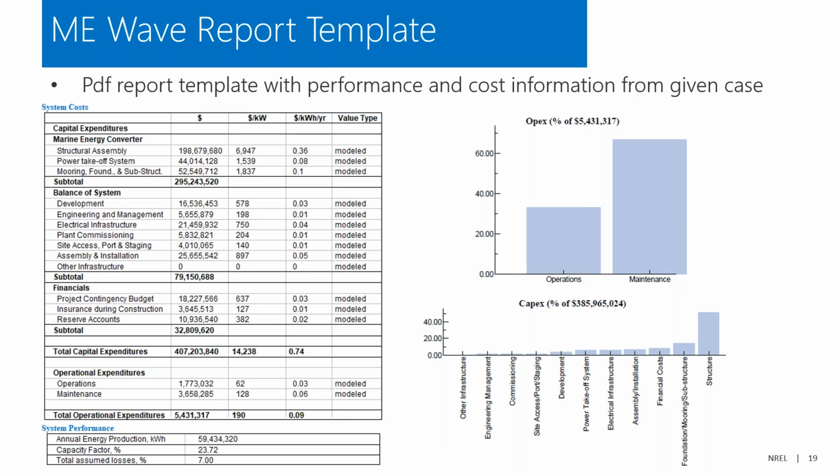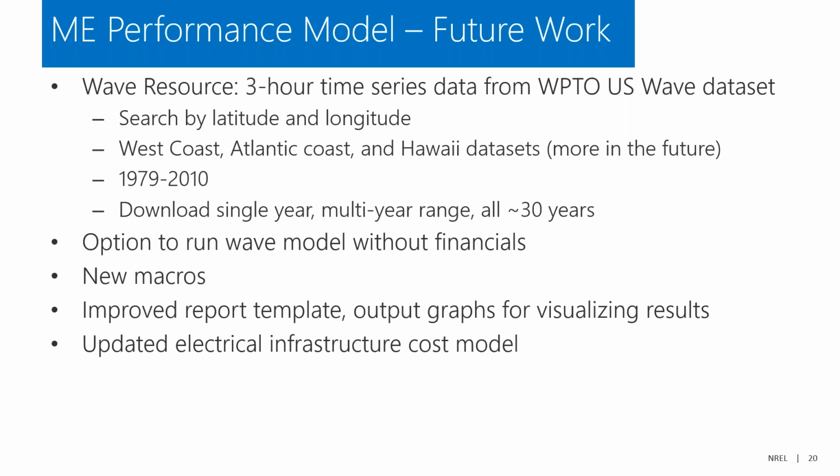Within SAM, there's also a built-in reporting tool that can export the results into a PDF format, with tables you can see on the left showing the cost breakdown for your system, along with the performance values and some graphical outputs as well, expressing the capital and operational expenditures as a percentage broken down by category. So that's what's in SAM right now for the most part.